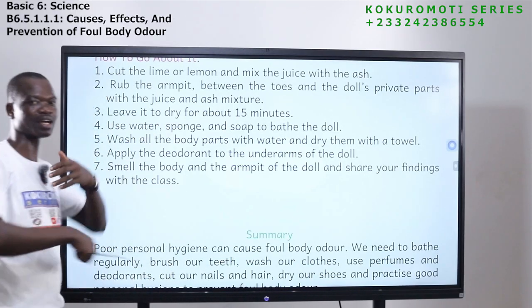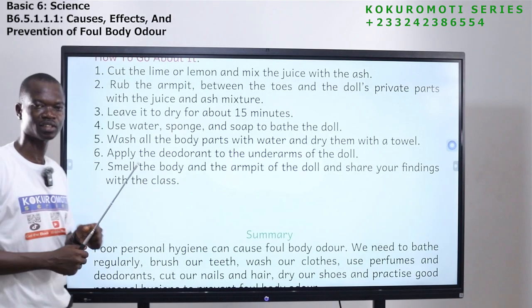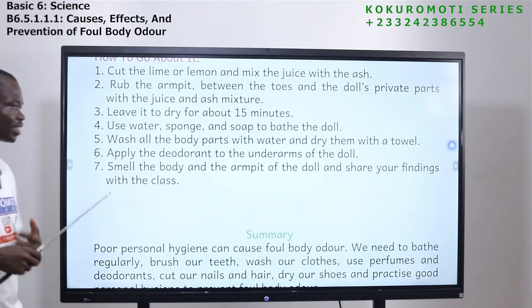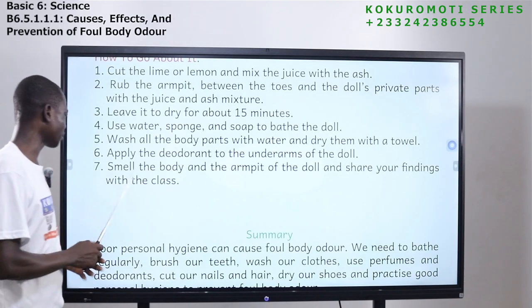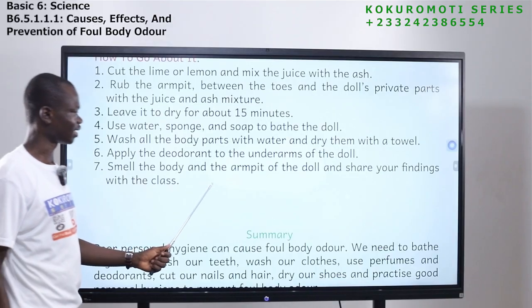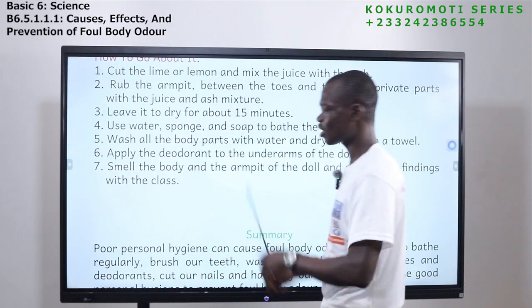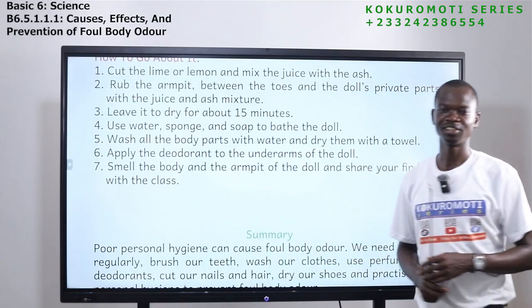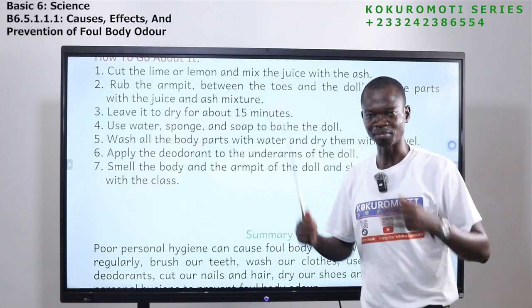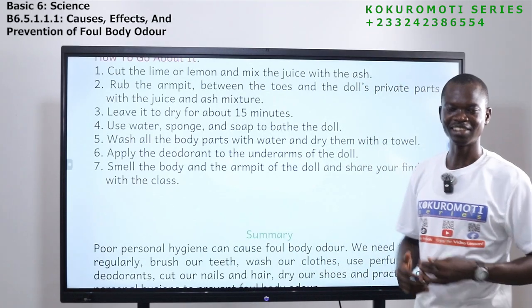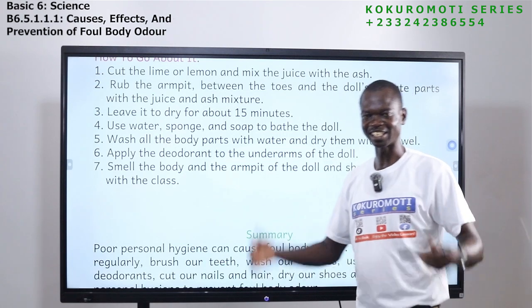So these are the underarms, the armpits. You rub some deodorant there. Yes. Number 7, smell the body and the armpits of the dough and share your findings with the class. So after you have finished everything, you smell the armpit and the body. Whatever observation that you make, you share it with the class.